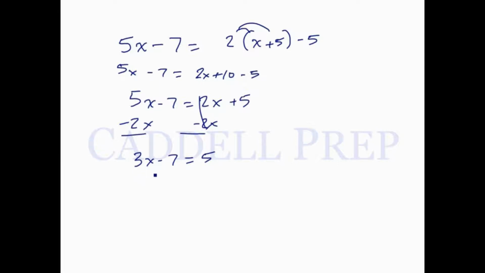And now this is a regular equation that we could solve, so isolate the x, let's add 7 to both sides. 3x equals 5 plus 7, which is 12. Then to solve for x, we're going to divide by 3, since it's the inverse of multiplication. And we get that x equals 4.